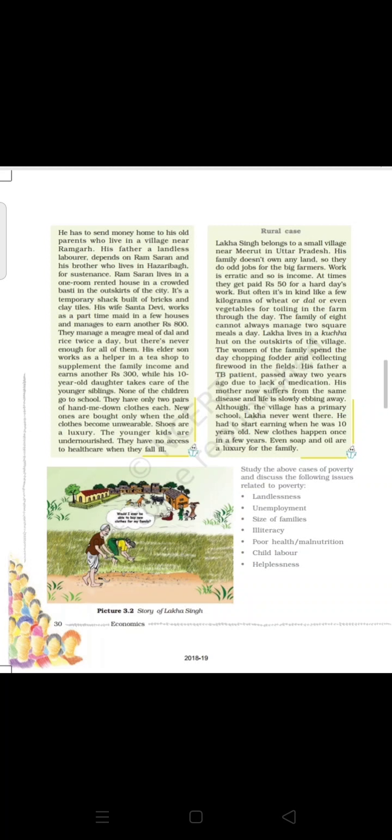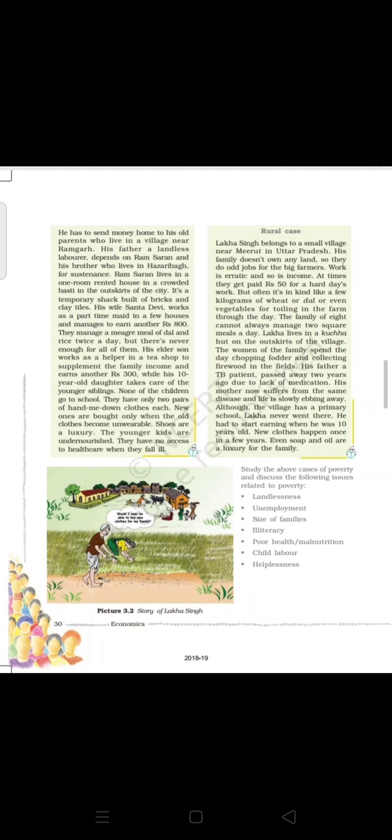Rural case. Lakha Singh belongs to a small village near Meerut in Uttar Pradesh. His family doesn't own any land, so they do odd jobs for the big farmers. Work is erratic, and so is income. At times, they get paid rupees 50 for a hard day's work, but often it's in kind, like a few kilograms of wheat or dal, or even vegetables for toiling in the farm through the day. The family of eight cannot always manage two square meals a day.